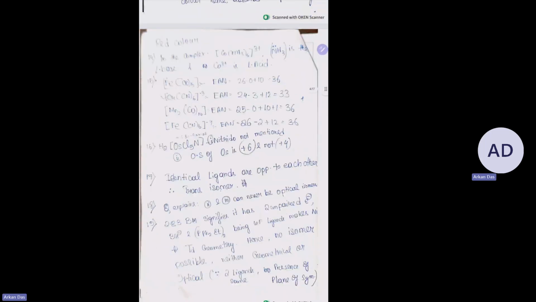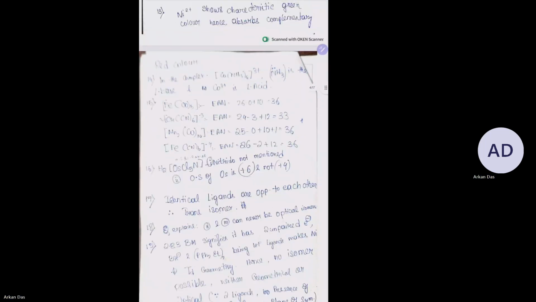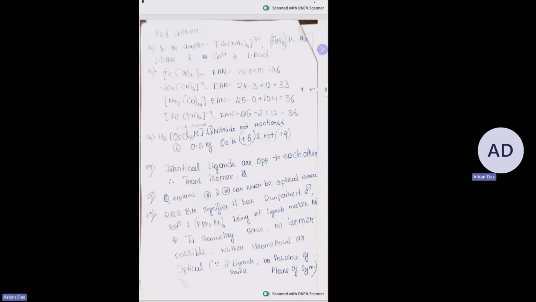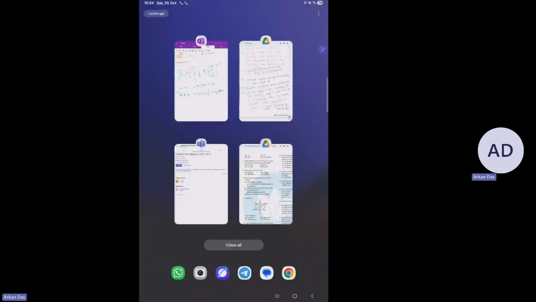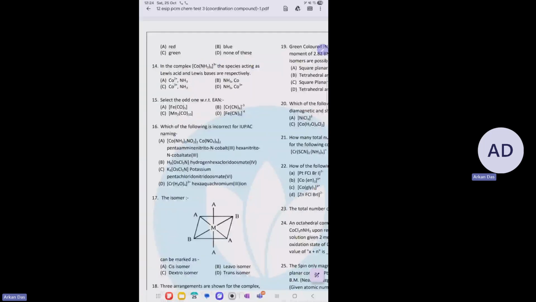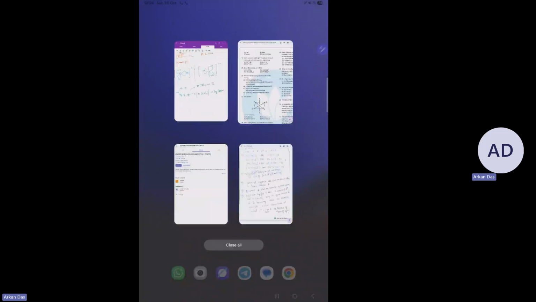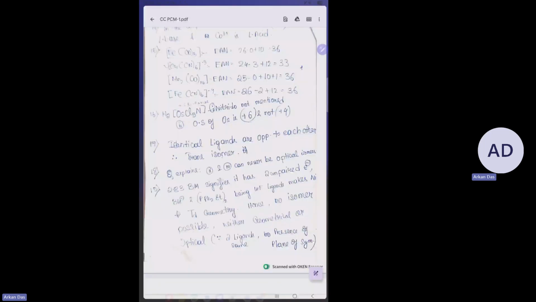Question number 16, they are asking which of the following is an incorrect IUPAC name. We find that the incorrect IUPAC name in this question is the one for the osmium complex, because the oxidation state of Os is not given properly. So the answer is the H2OS Cl5N one. Question number 17.